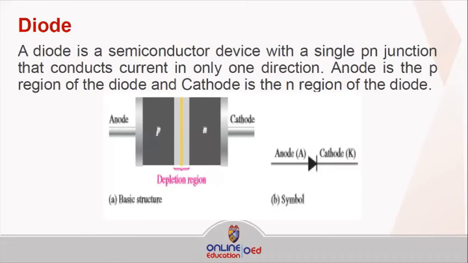A diode is a semiconductor device with a single PN junction that conducts current in only one direction. The anode is the P region of the diode and the cathode is the N region of the diode. As you can see, we have two regions of the diode, wherein the anode is in the schematic symbol of the diode, then the cathode is on this side. Okay, that's the definition of a diode.